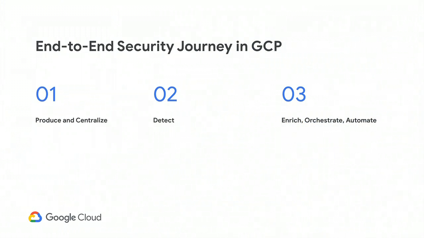So what does it look like end to end? I think of this as the Security Logs Club journey. First, you produce and centralize. Then you detect. Step 3 is what other people would call SOAR, what I'll call enrich, orchestrate, automate. 4, visualize it in one place, a single pane of glass. 5, forensicate, which I insist is a word. And then 6 is remediate. And all of this you can do in GCP more or less out of the box today.